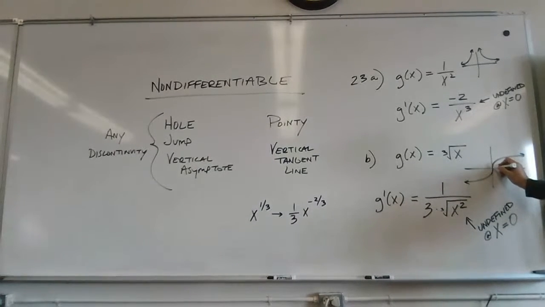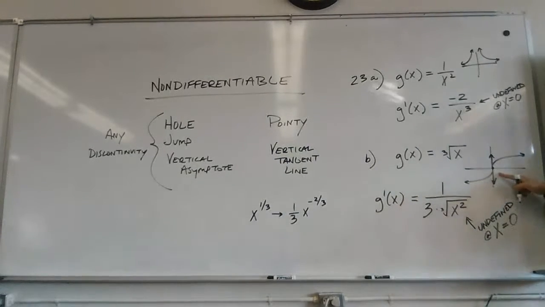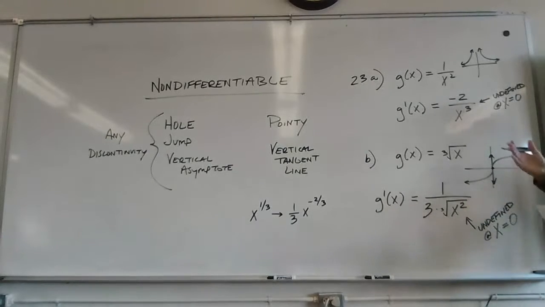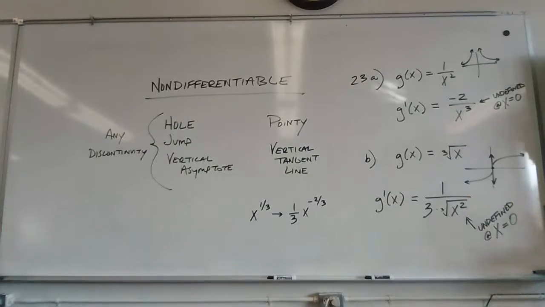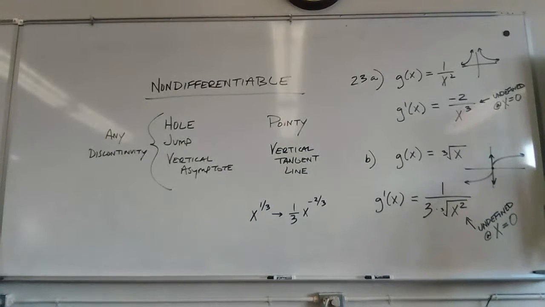The thing that's happening here is that the tangent line, if you drew a tangent line, would be vertical. Like we talked about yesterday, the slope of a vertical line is undefined. So since the derivative is the slope, and the slope is undefined, then the derivative is undefined, so it doesn't exist there. Does that make sense to everyone? Are we okay with that? Okay.